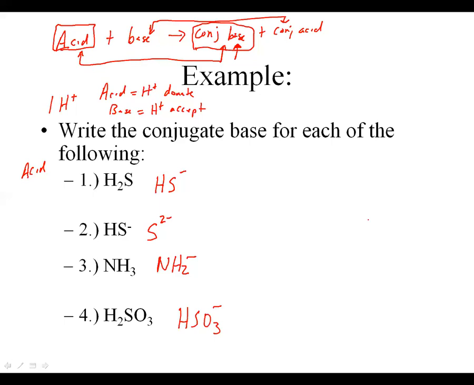So let's take a look at something like, for example, HCO3 minus. Why don't you do the conjugate acid for that? And why don't you do the conjugate base for that as well? So take a moment here, write the formula for the conjugate acid starting with HCO3 minus, and write the formula for the conjugate base starting with HCO3 minus as well. And then we'll talk about it.